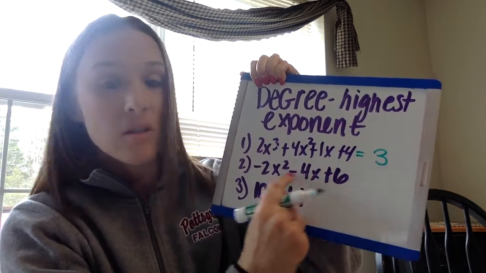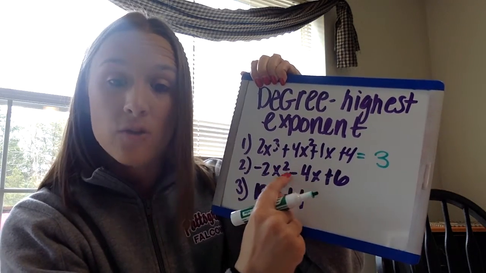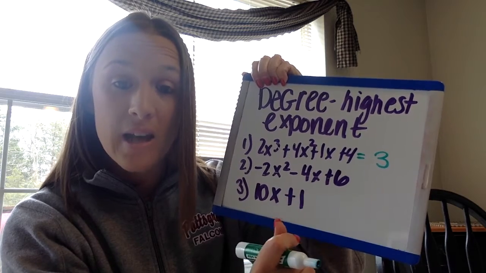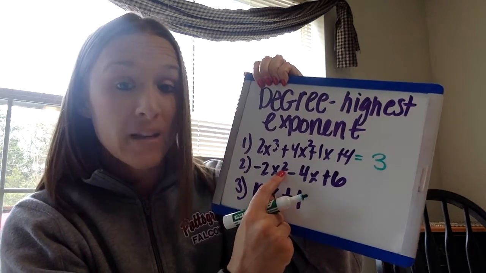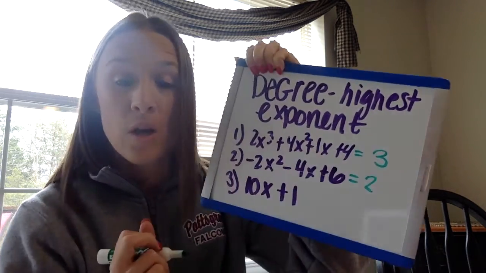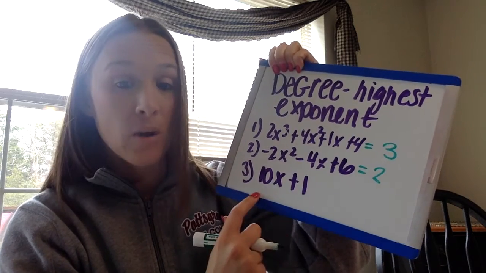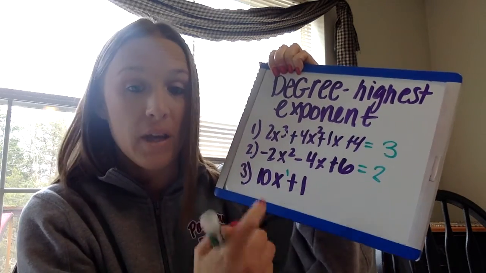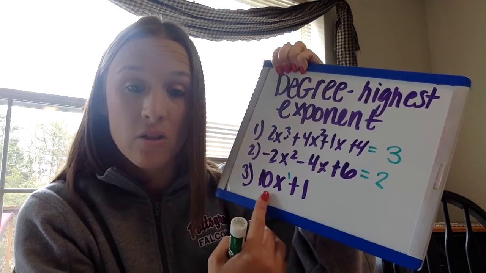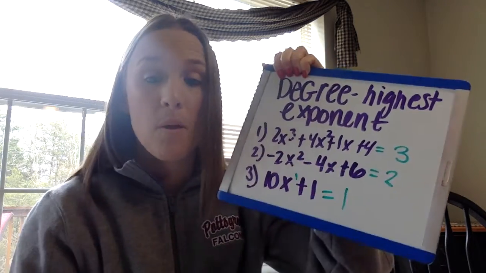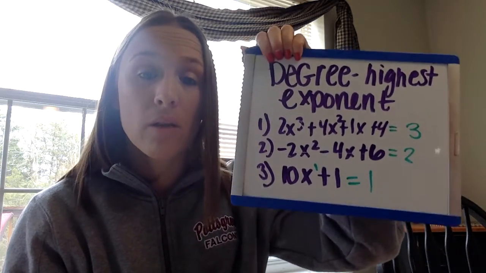This one is a trinomial, negative 2x squared minus 4x plus 6x. That would be 2 because the highest exponent is 2. This one, the highest exponent would be 1 because it's 10x plus 1. That's just a binomial. So my answer would be 1. That's the degree of a polynomial, the highest exponent in the problem.